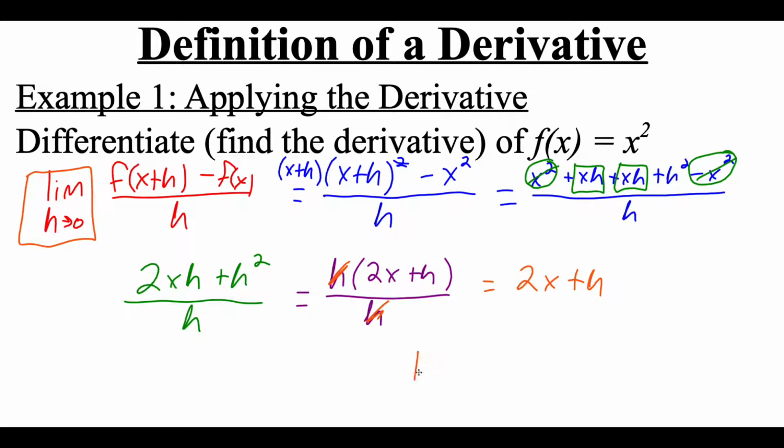Now we're not done because we haven't done this limit yet. So we still need to take the limit of this 2x plus h as h is approaching 0. But now that we went through and did all of that algebra and canceling, it's safe for us to direct substitute the 0 in there for the h. So we would get 2x plus 0, which is just 2x. So the derivative of this f of x function is just 2x.